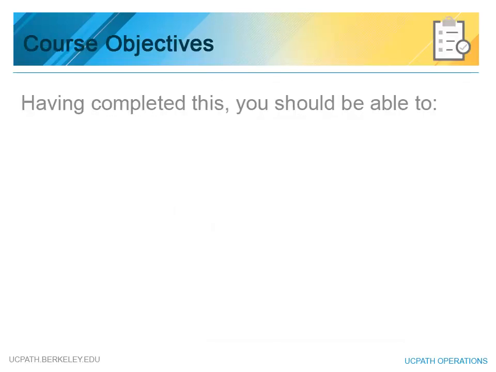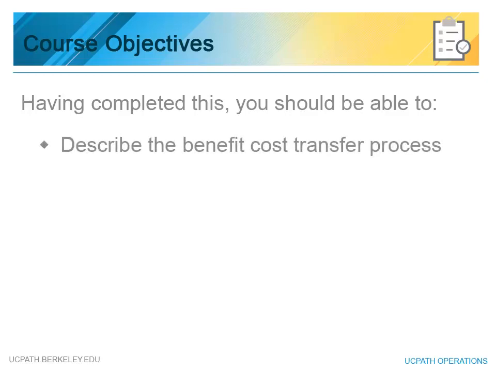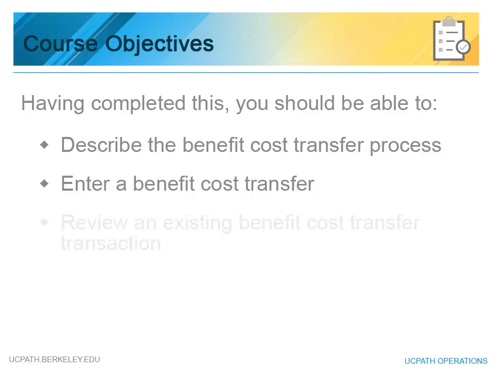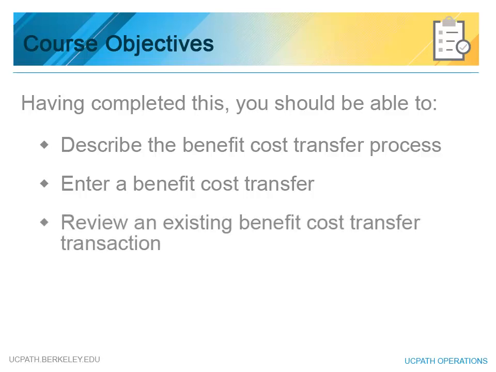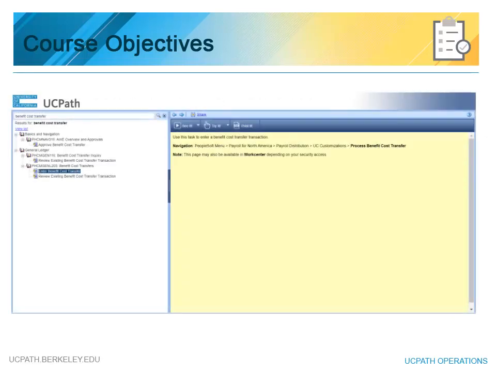Having completed this training, you should be able to describe the benefit cost transfer process, enter a benefit cost transfer, and review an existing benefit cost transfer transaction. Simulations are available in the UC-Path Help to walk through step-by-step how to enter benefit cost transfers and review existing benefit cost transfer transactions. Please feel free to use these for additional practice.